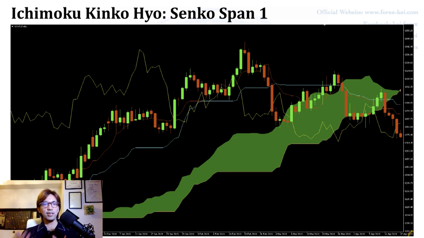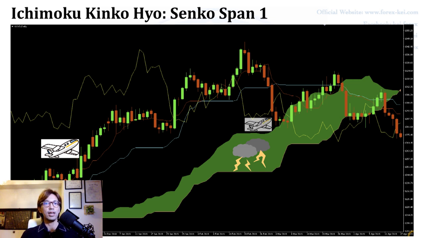You know, let me tell you, every time I look at Kumo, I imagine a flying airplane. Like the price is an airplane and Kumo is a storm, you know? And when the airplane is way above the Kumo or way below the Kumo, the weather is beautiful with all the sunshine and the view is just perfect, clear, and the flight is all going well. But as the aircraft reaches the storm, it tries to avoid it, right? So it's like in this place, the airplane is trying to avoid the Kumo storm.